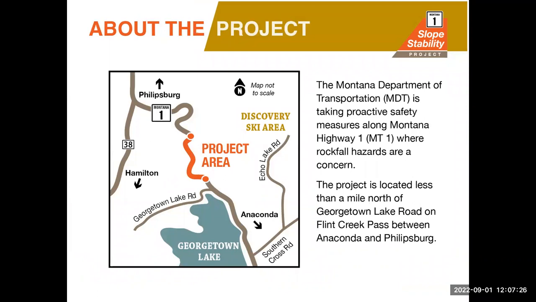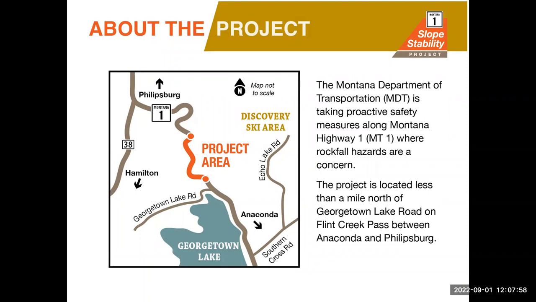So this is Daryl Williams again. I'll just briefly talk a little bit about the project. The project is located less than a mile north of Georgetown Lake Road on Flint Creek Pass between Anaconda and Phillipsburg, as you can see on the map there. The approximate mileposts would be milepost 28 to milepost 28.4.